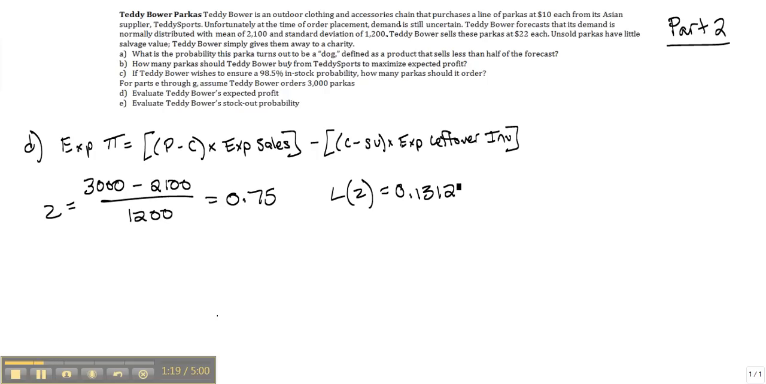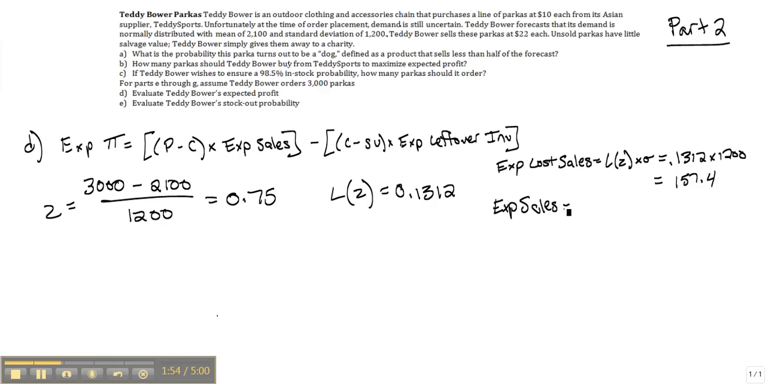0.1312. We can first convert that into expected lost sales using the formula L of Z times the standard deviation. In this case, that's 0.1312 times 1,200, which is equal to expected lost sales of 157.4.